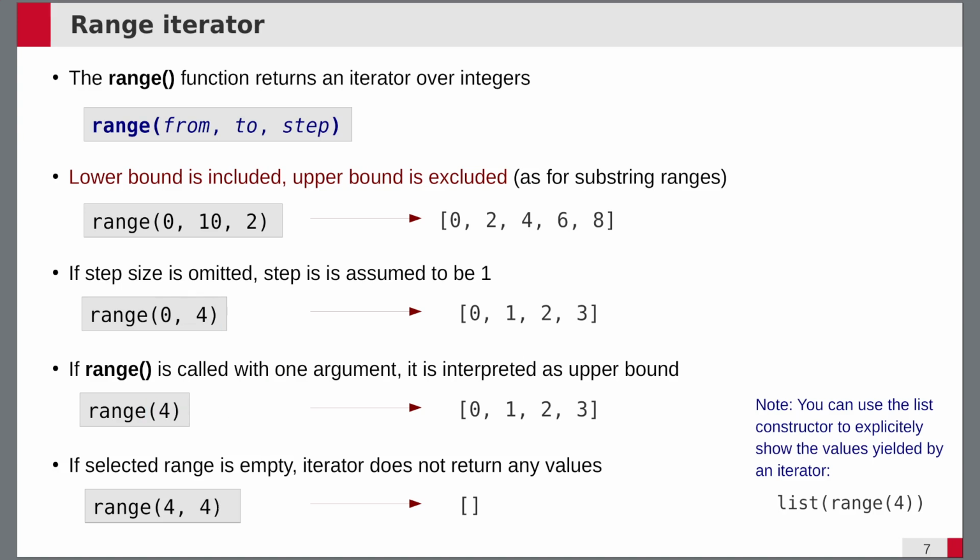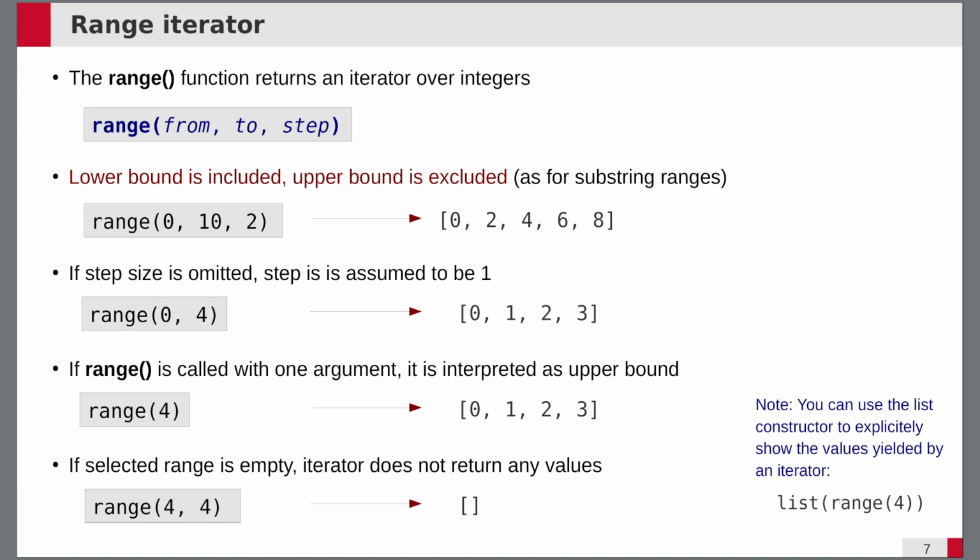And of course, if you select something which doesn't give any range, so range from 4 to 4, that means you are starting with 4 and ending with 4, but because the upper limit is never included in Python, you are not containing any numbers in this interval, and this would give you basically the empty iteration.